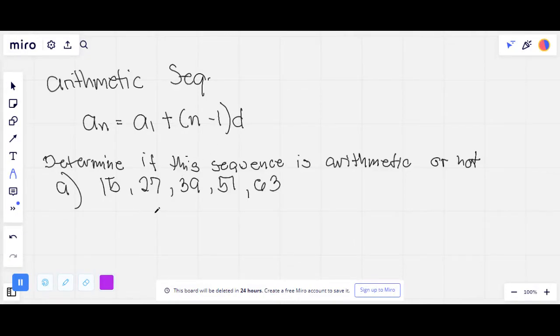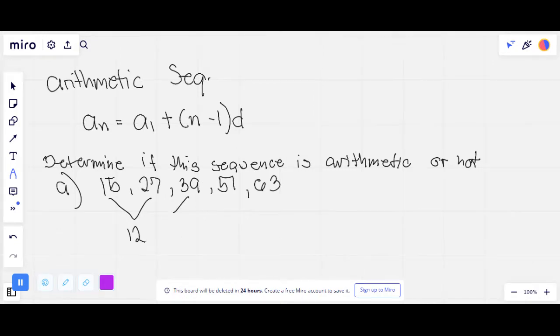Now, how can we get the common difference? That is so simple. Get the second term, then subtract the first term from it. So we have 27 minus 15. What is 27 minus 15? We subtract it, and we have the answer of 12. So we have a difference of 12.